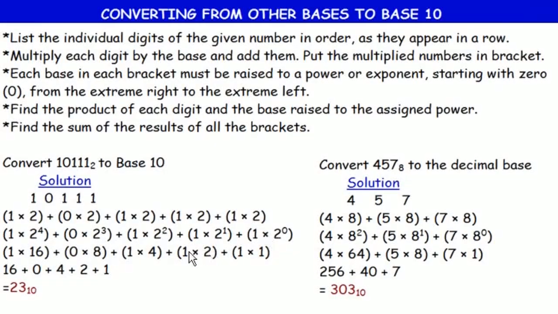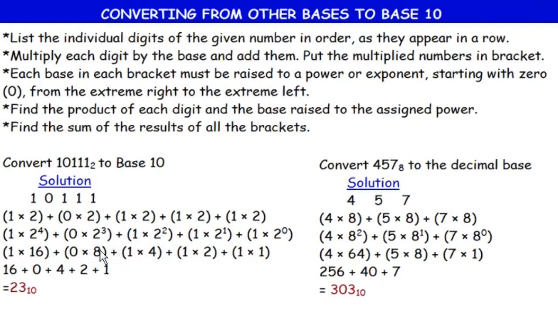So from here you just solve the bracket, right? So let's first find the result of the powers. What is 2 to the power 4? It is 16. What is 2 to the power 3? It is 8, right? 2 to the power 2 is 4, 2 to the power 1 is 2, and 2 to the power 0 is 1, right? So any number with the exponent of 0 is 1, right?